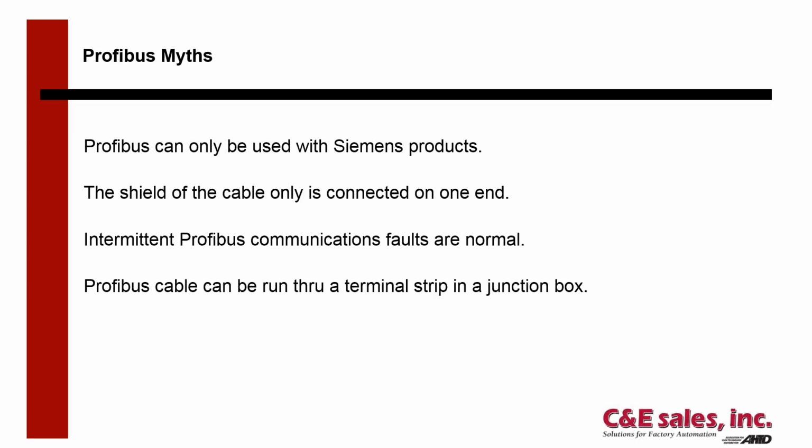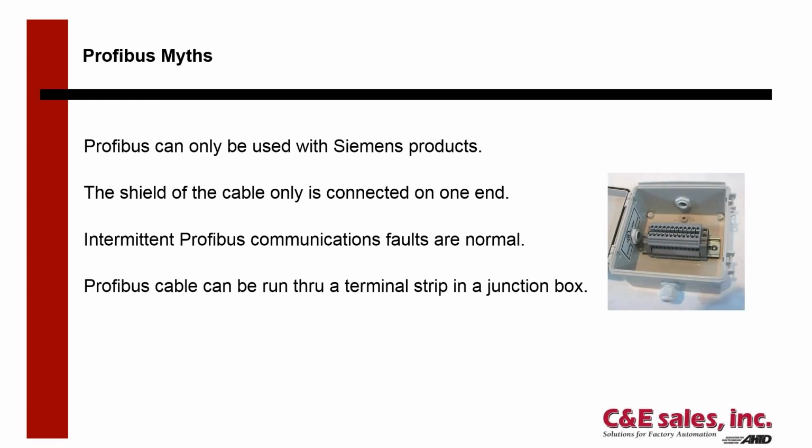Okay, so Profibus cables can be run through a terminal strip in a junction box. What I mean by that is sometimes you'll have these junction boxes out there. Sometimes you see it when you buy a piece of equipment, maybe it comes in multiple sections and they'll have wires landed on one side of the terminal strip in the junction box, and whoever's installing the machine will land the other side when they put the machine together. I've seen people land their Profibus cables on one side of that terminal strip and expect you to land Profibus on the other side. Do not do that.